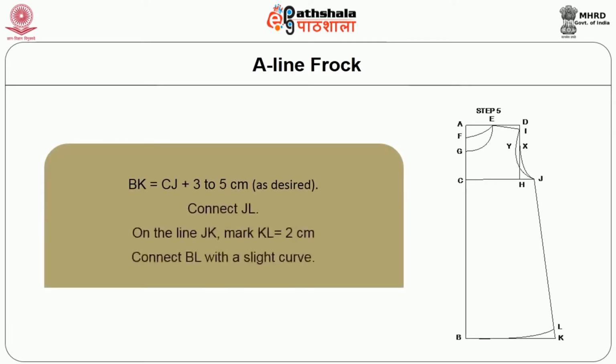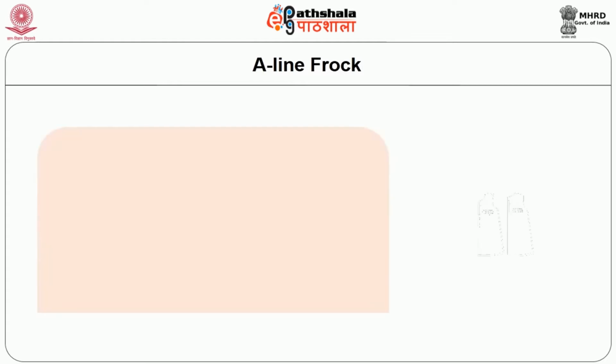BK is equal to CJ plus 3 or sometimes 5 cm as desired. Connect JL as shown. On the line JK, mark KL, that is 2 cm. Connect BL with a slight curve for a curved hemline.